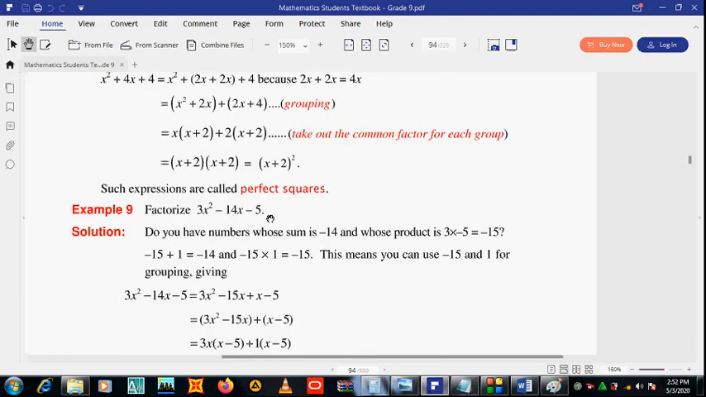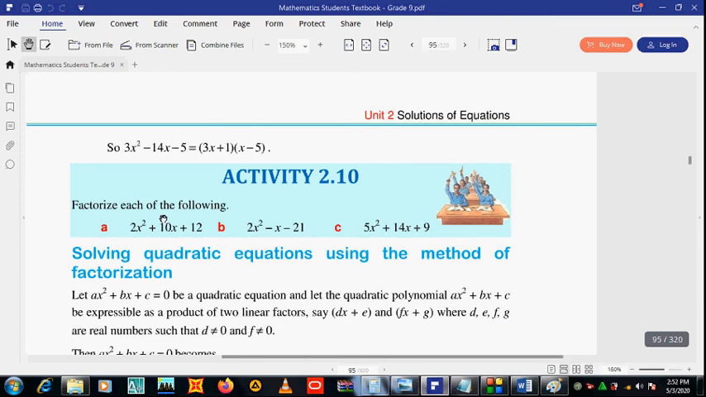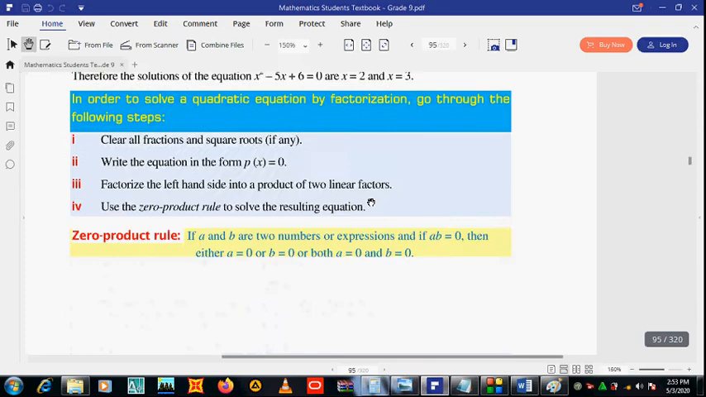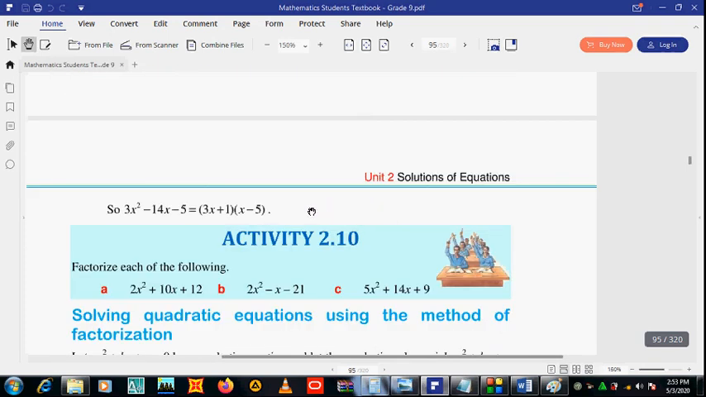This example, try at home. Then factorize each of the following. This is Activity 2.10, page 89. Activity 2.10 is your assignment, page 89.